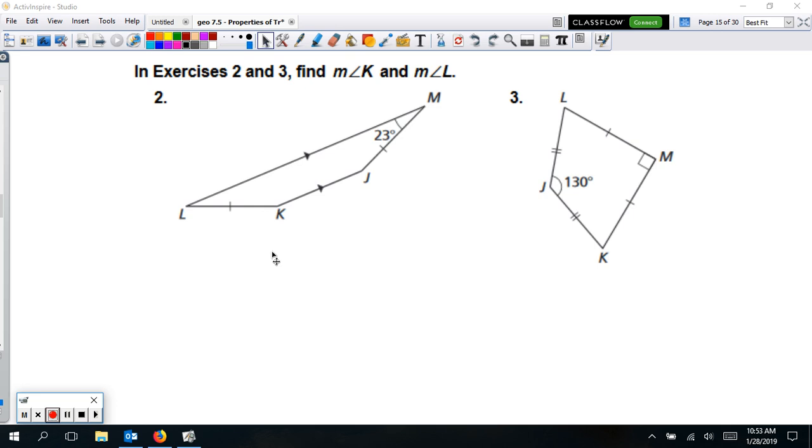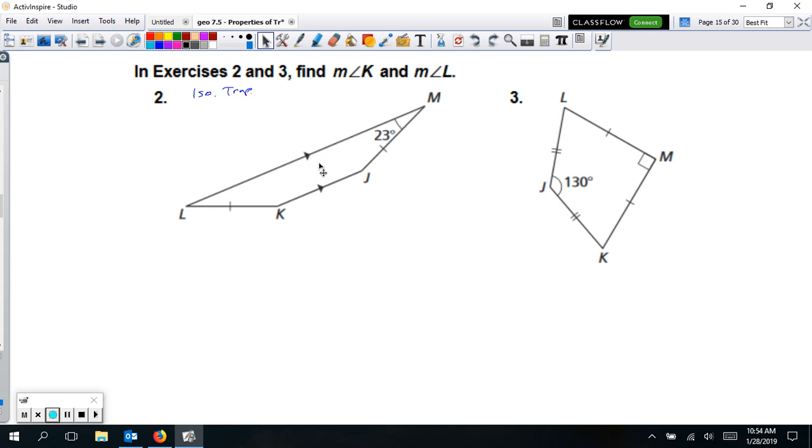Okay, problem 2 and 3, it says find the measure of K and L. So we're going to use the isosceles trapezoid properties and that property for the kite on 3. So this one you can see that it is an isosceles trapezoid. That's the first thing to recognize. That means you have those properties you can use. Which ones we want to use here are the base angles one, where the base angles are congruent.